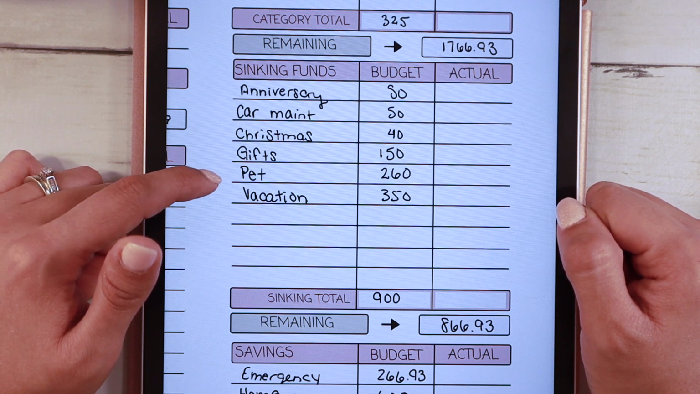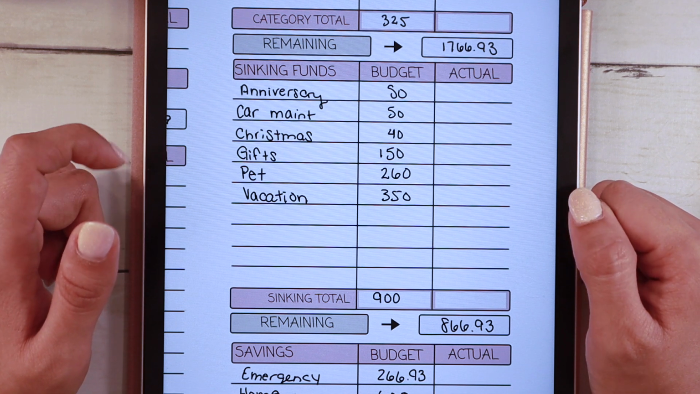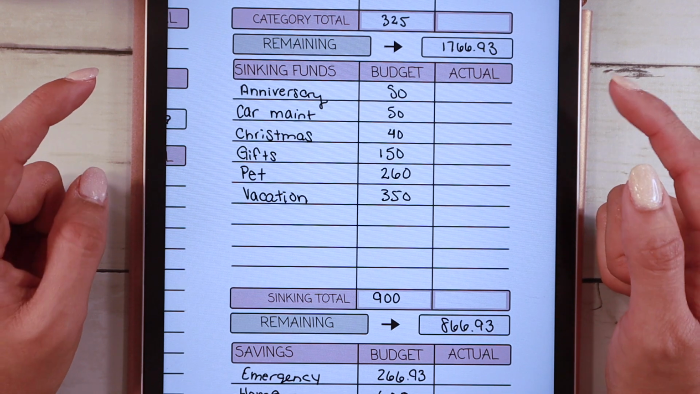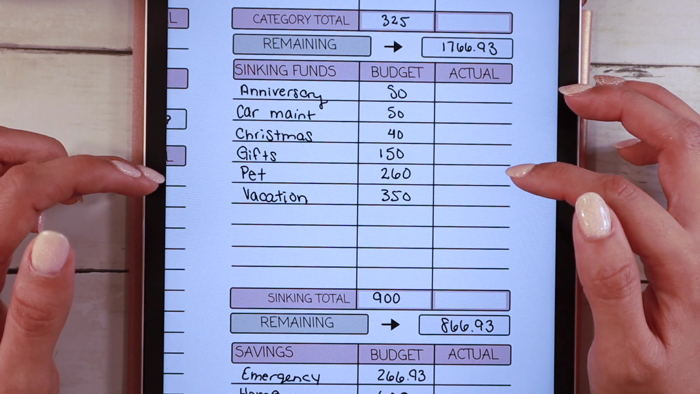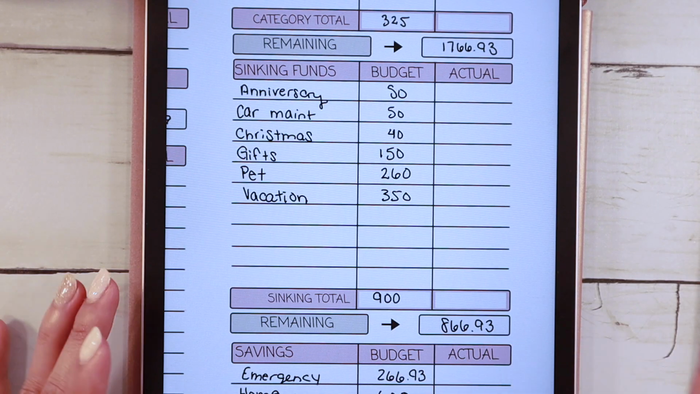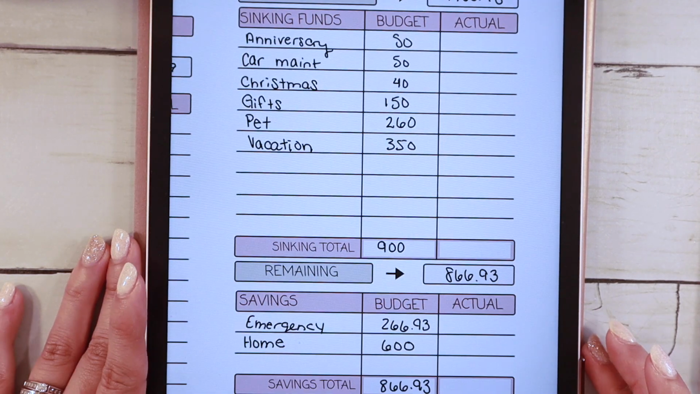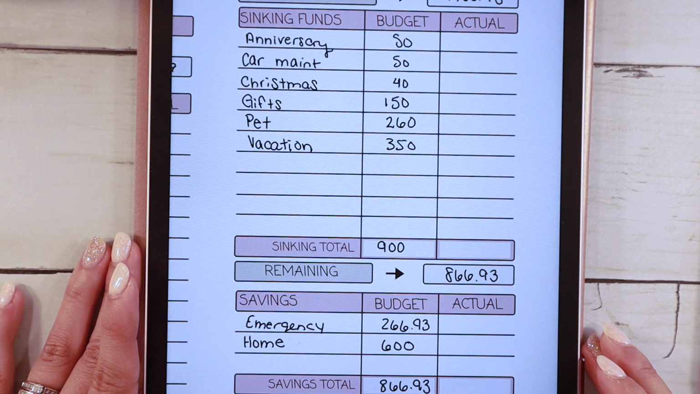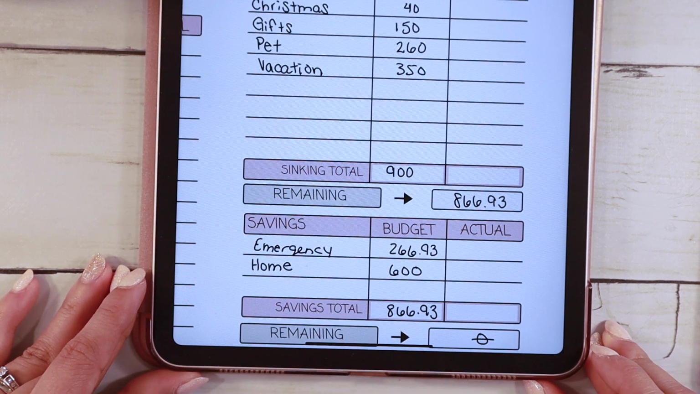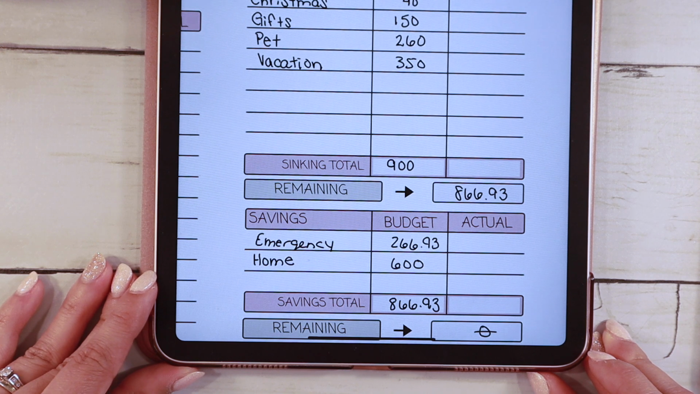So pet, from this paycheck, my dog, she had oral surgery. She actually had all of her teeth extracted, and so we had to put a big chunk of our funds to that savings because we knew that we had an appointment for her surgery, which was already done and she's fine. So it was a little stressful, but I'm glad that we were able to allocate finances for that purpose. So $900 was set for sinking funds, leaving us with a remaining balance of $866.93. So this is where we get down into our actual savings accounts.